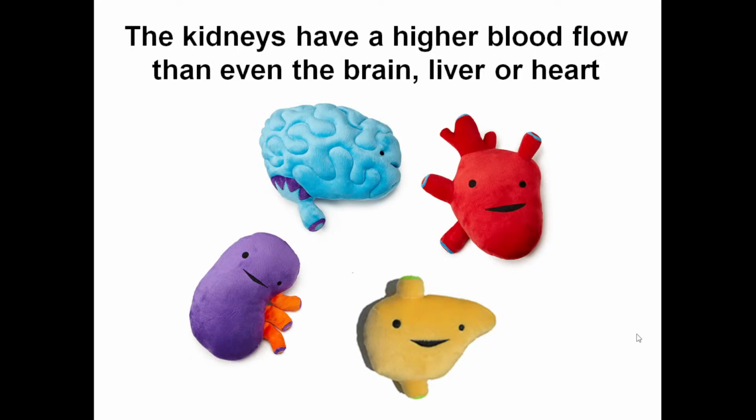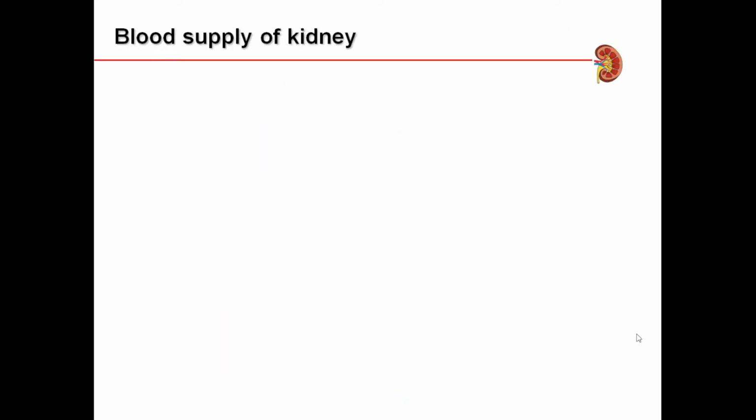So actually, the kidneys have the highest blood flow out of all organs. The blood flow in the kidney is even higher than in the brain, liver, or the heart. So let's briefly talk about blood supply of the kidney.